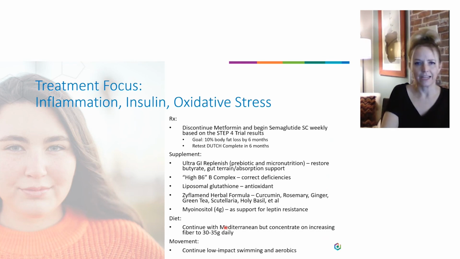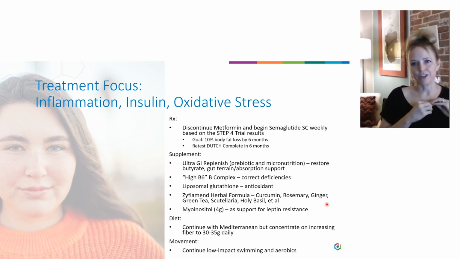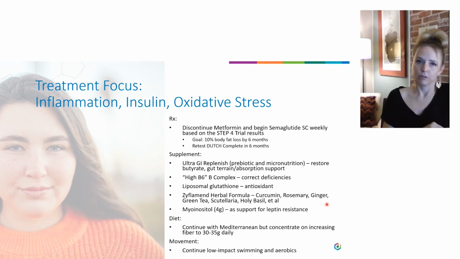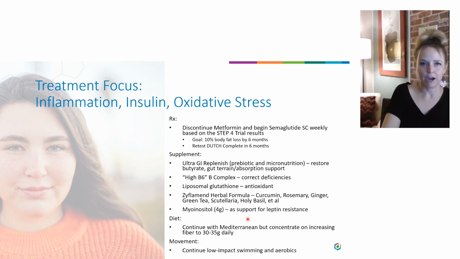They also added in, and this is one of my favorite herbal formulas as an anti-inflammatory, that's got curcumin and rosemary, ginger and green tea, and a lot of those anti-inflammatory supports are also 11 beta HSD1 inhibitors. So that's also going to help keep adipose regeneration of cortisone to cortisol really in check. And then the myo-inositol they did in the 4-gram dose in order to support leptin resistance and get those leptin levels down. And I think between all of those inputs, they have a pretty powerful treatment plan.